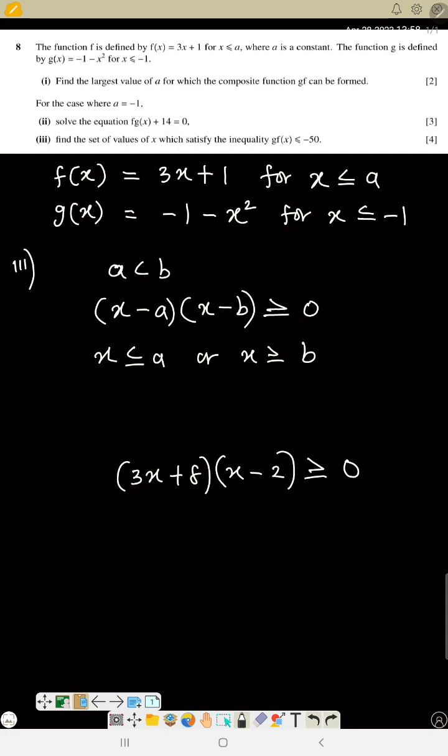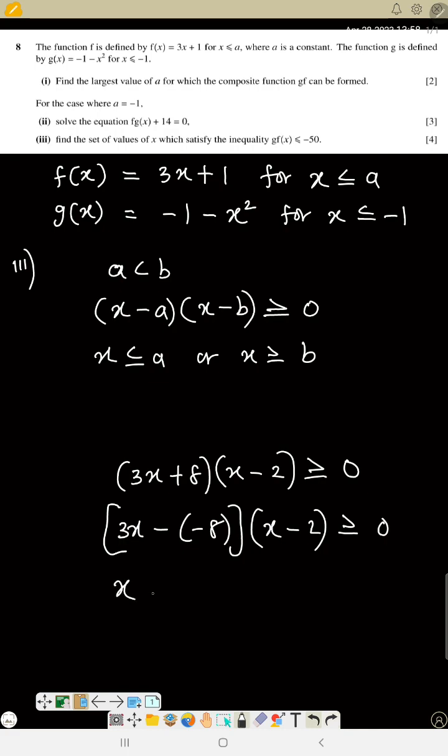So that instead of wasting time in solving inequalities, this will go in line with your inequalities. Now if you compare, this is the same thing as 3s plus 8 and s minus 2 is greater than or equal to 0. So that means our a is minus 8 over 3, because it's less than 2. So answer will be s.